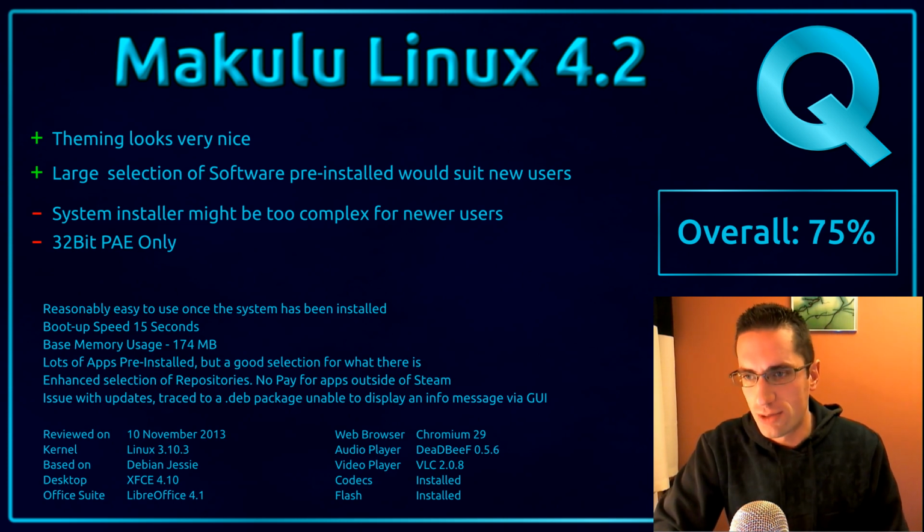The boot up speed was quite quick for a Debian-based distro. It had low memory usage, although that was a 32-bit system, so that is going to be lower than a 64-bit would. And I did have one issue with the updates. I traced that to a single DEB package being unable to display a new message in the GUI installer. But it works fine after that.